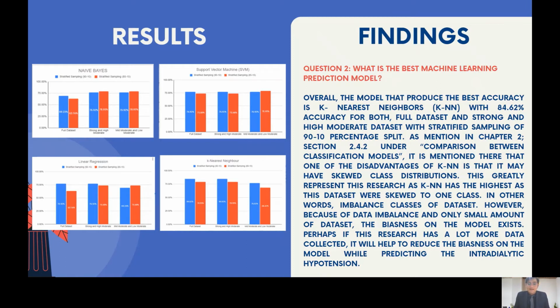So in other words, imbalanced classes of datasets. However, because of data imbalance and a small amount of datasets, biasness on the model exists, and that's why KNN can be the highest machine learning prediction model. So perhaps if this research had a lot more data collected, it would help to reduce the biasness on the model when predicting intradialytic hypotension.